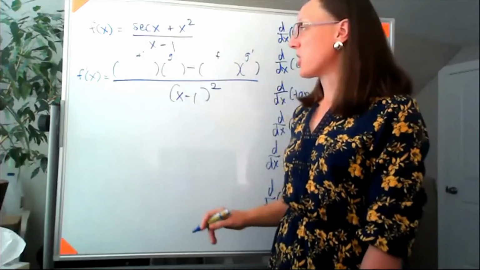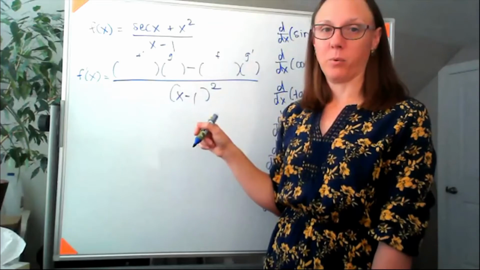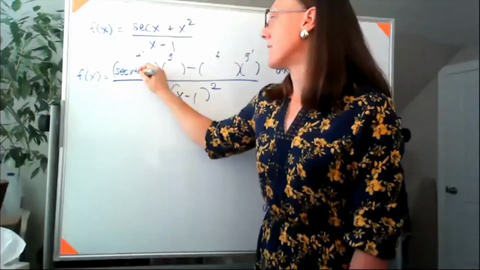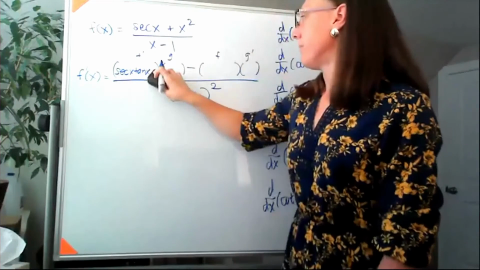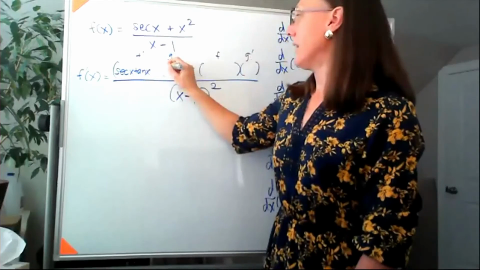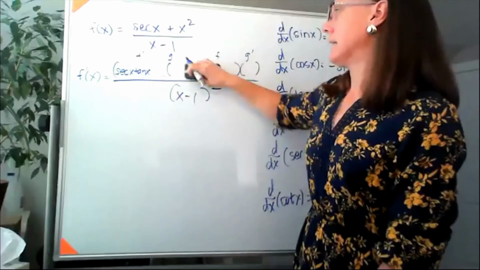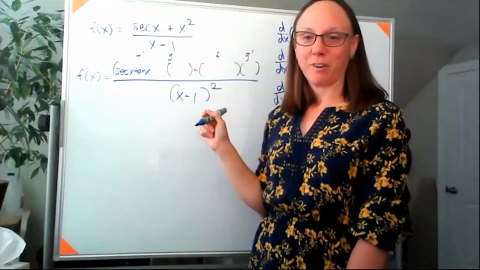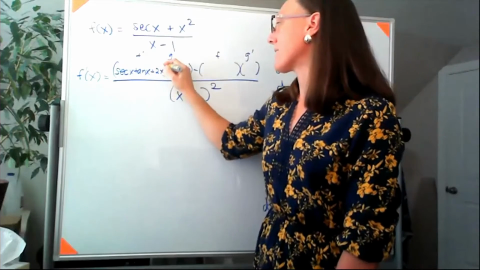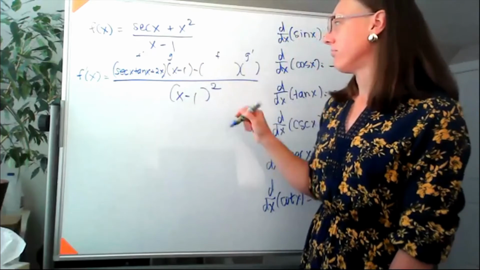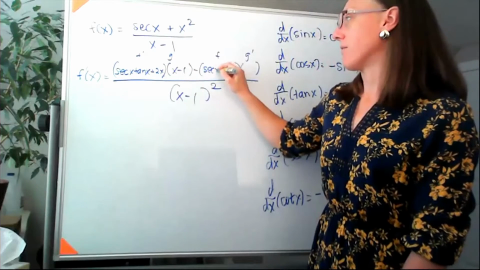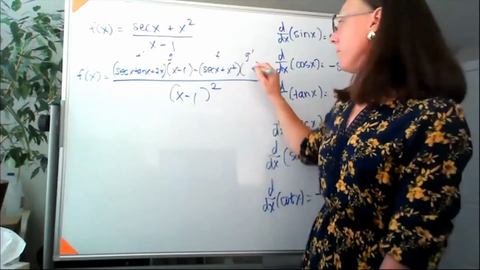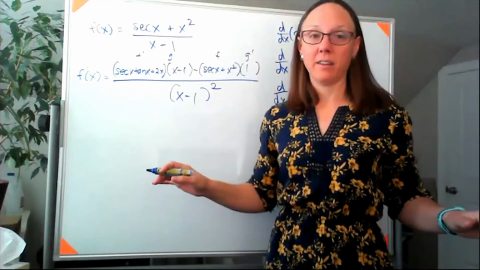When I take the derivative of the top, I did not leave myself enough room to write here, but we'll live. The derivative of secant of x is secant of x times tangent of x. To that, I need to add the derivative of x squared, so I'll have plus 2x. Then I'm going to leave the denominator alone. Here I'm going to leave the numerator alone and have secant of x plus x squared, and then times the derivative of the bottom. And the derivative of my denominator is 1. And then I'm going to walk away.